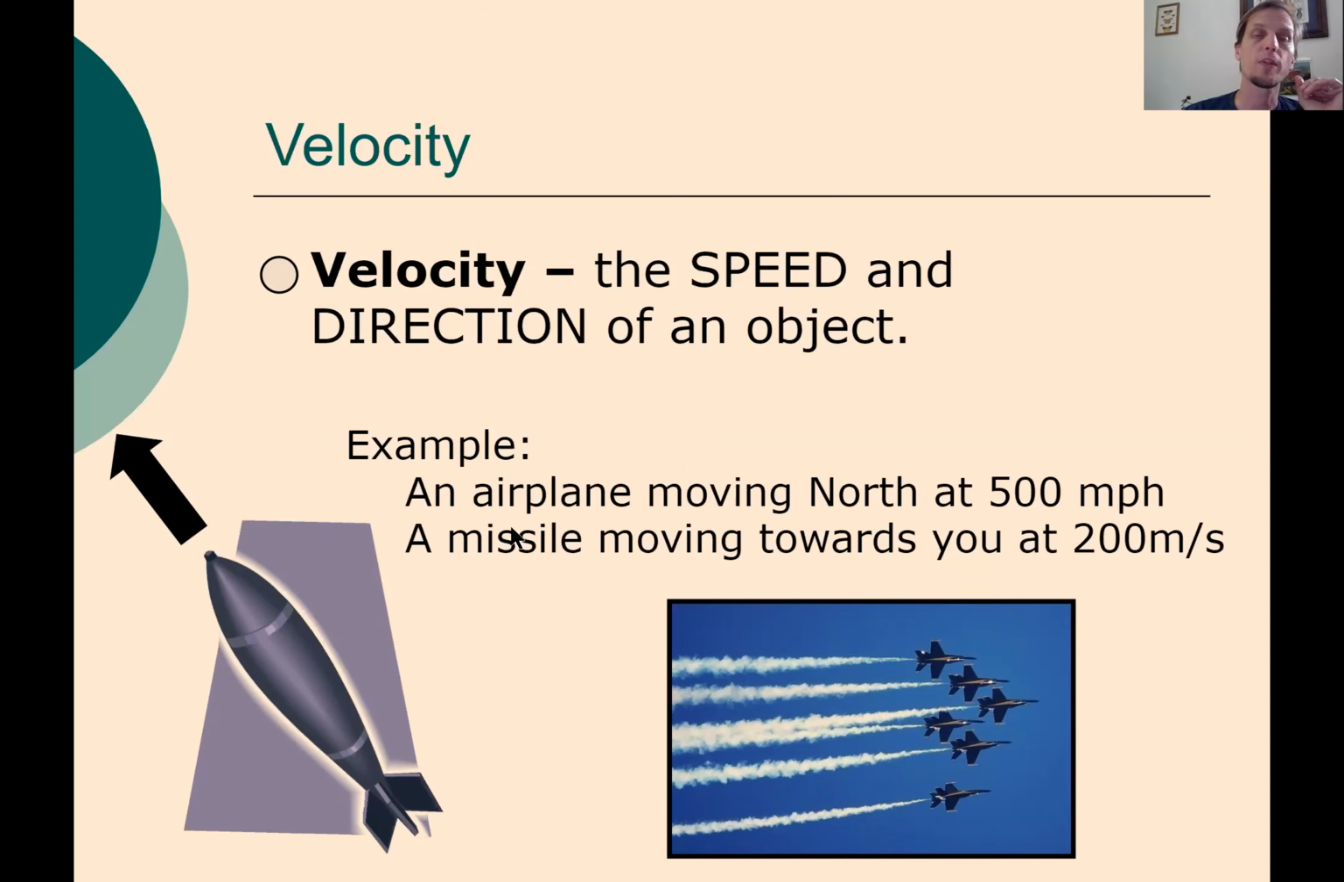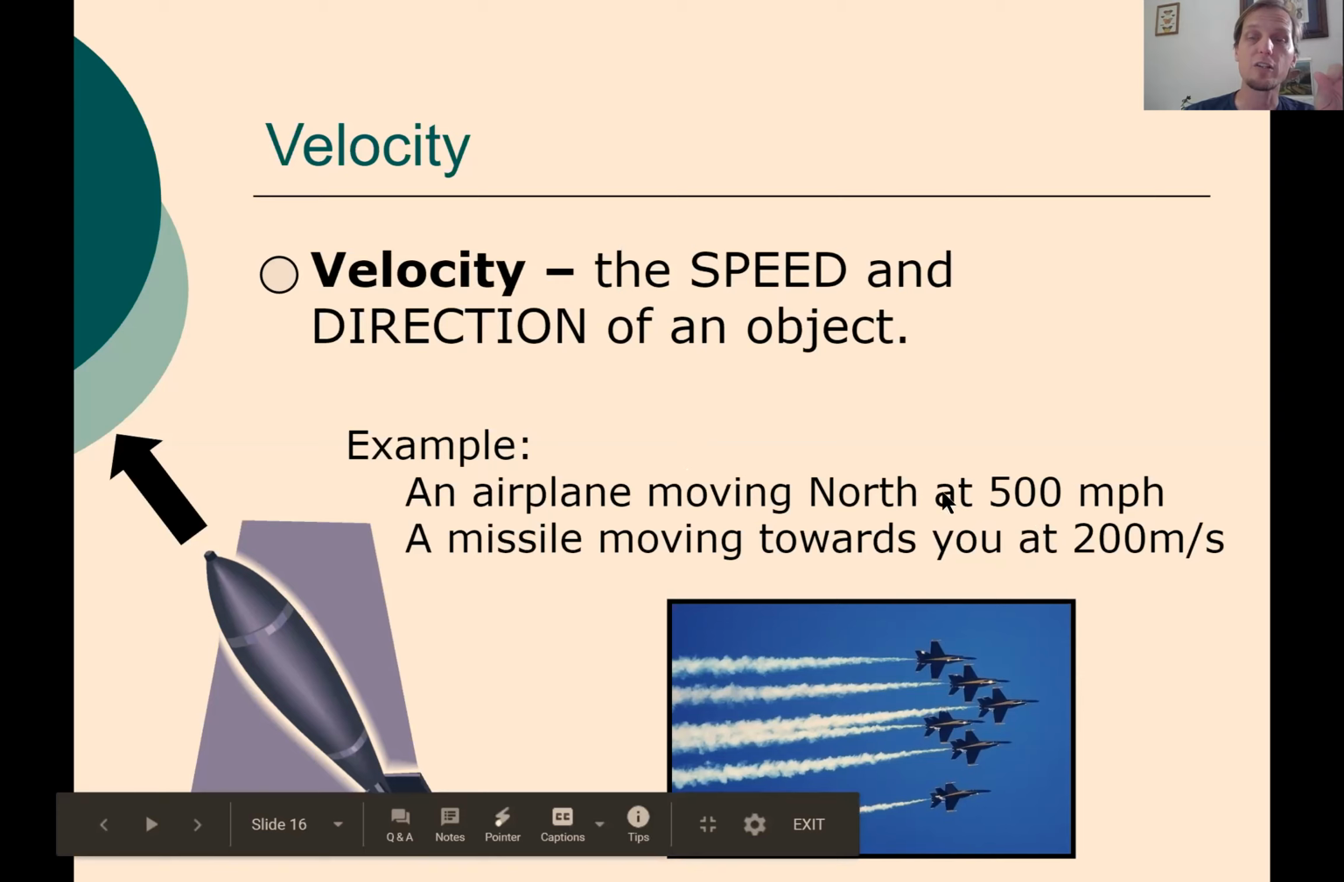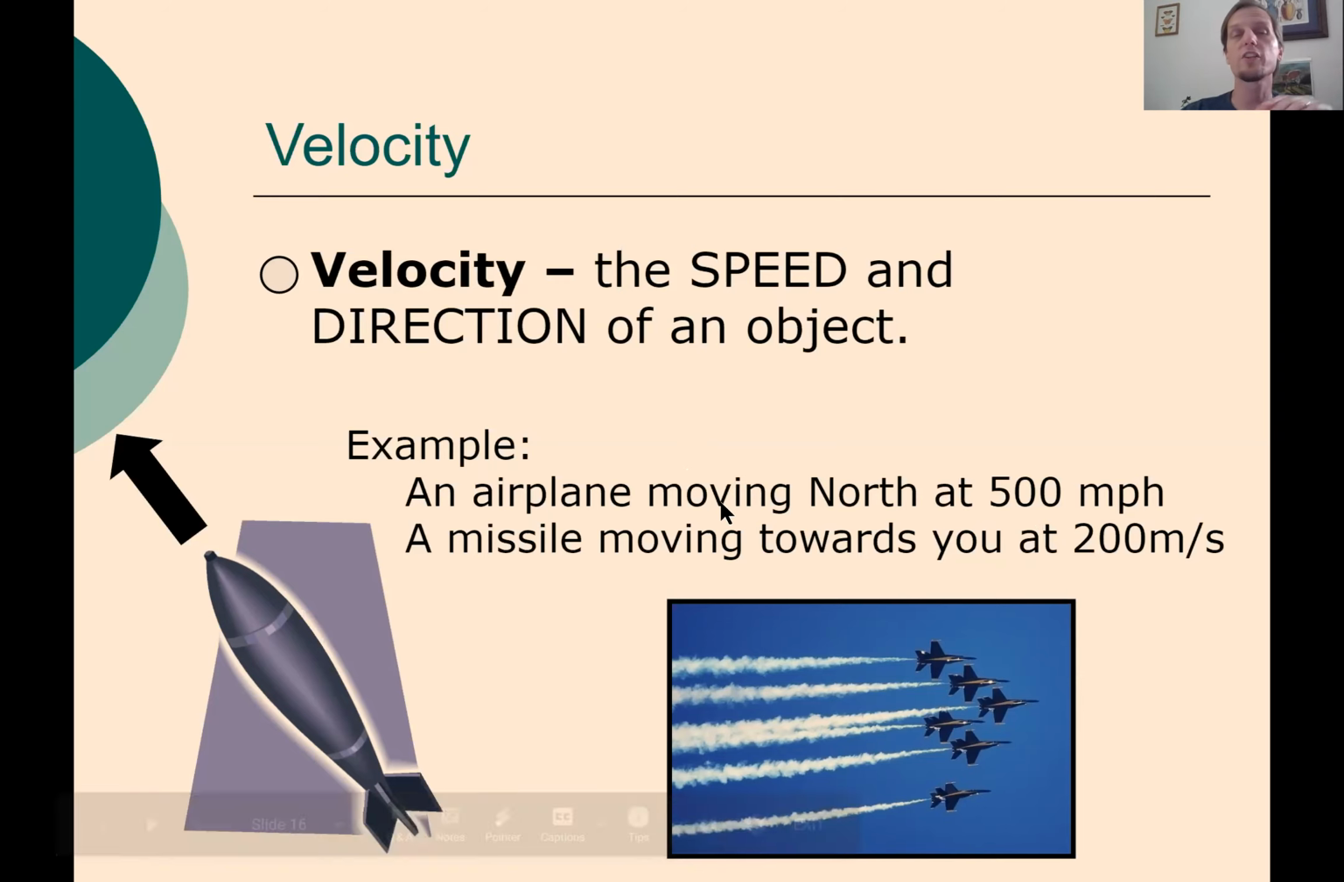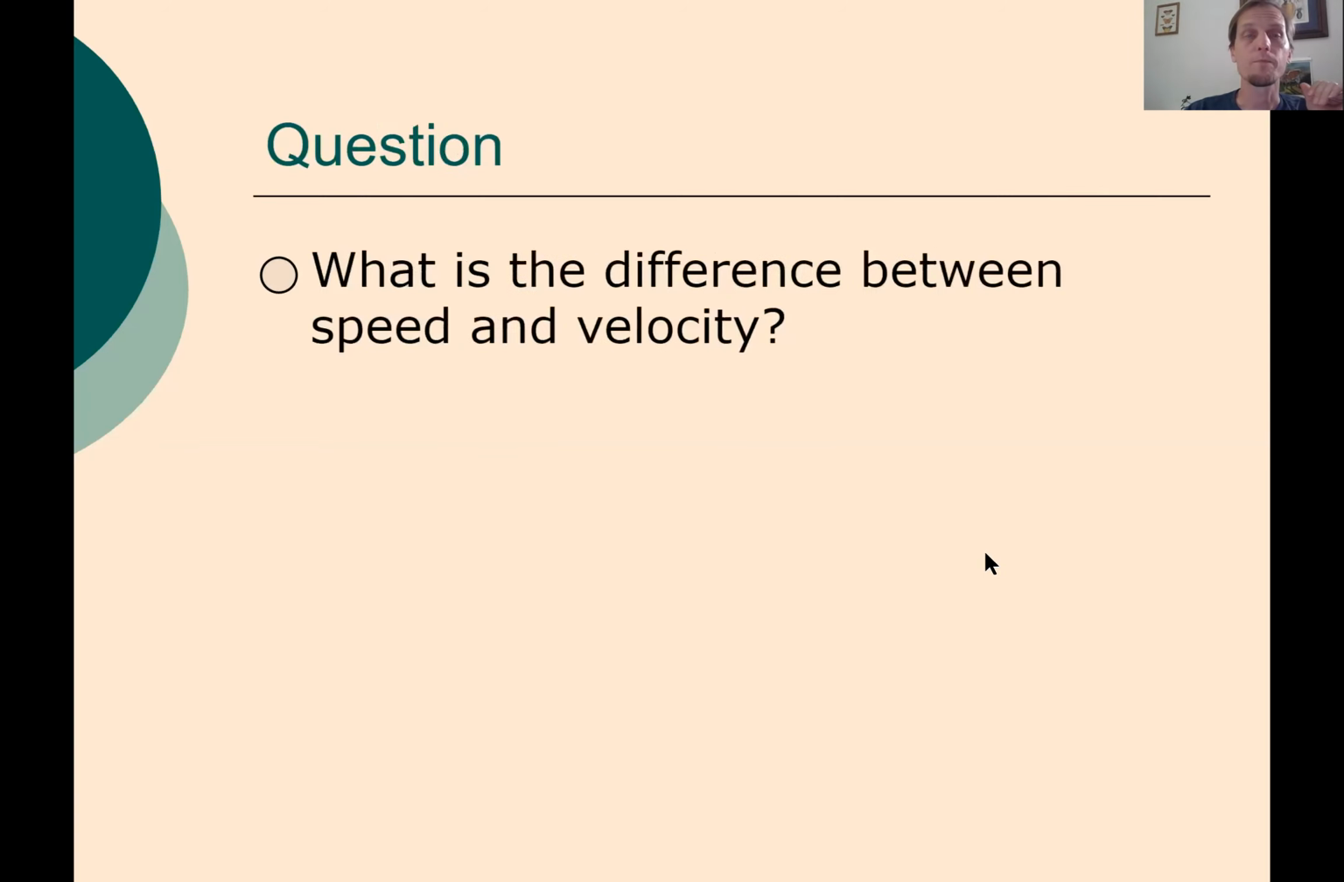So here's an example. An airplane is moving north at 500 miles per hour. A missile moving towards you at 200 meters per second. These are velocities. Why? Because these are two different ways to give direction. You can say one of the cardinal directions, north, east, south, west, or you can say towards a particular point of reference, such as moving towards you. That would be a direction. That's what qualifies it to be called velocity. So what is the difference between speed and velocity?